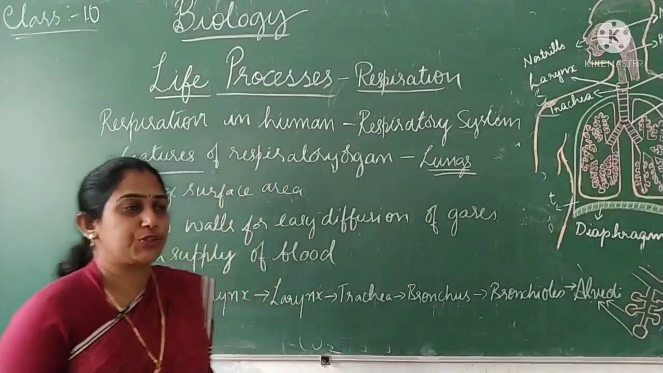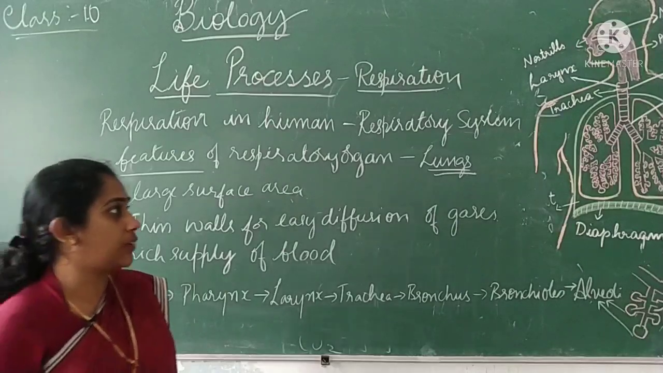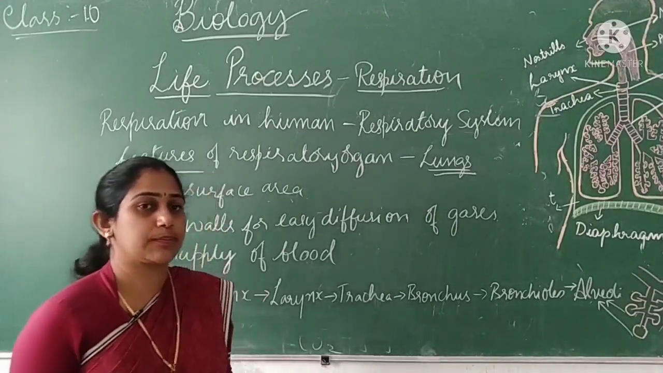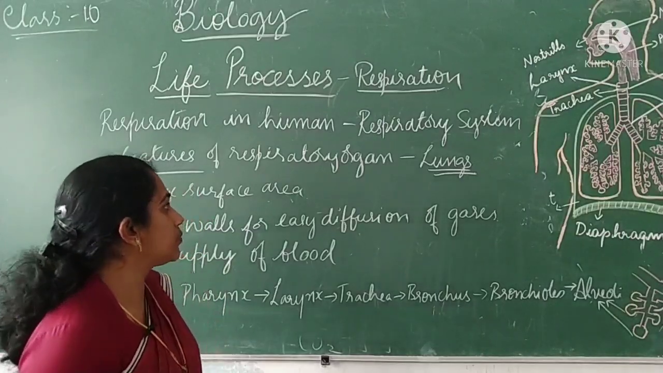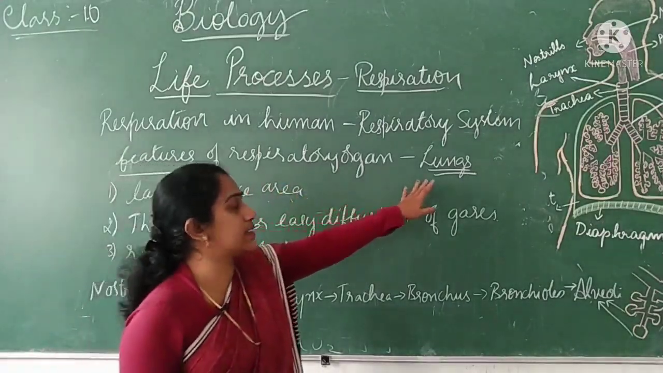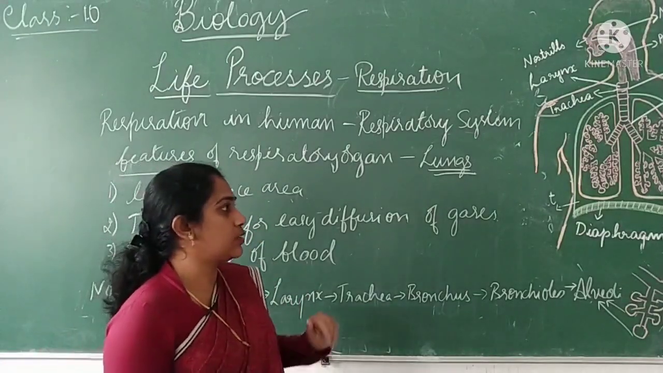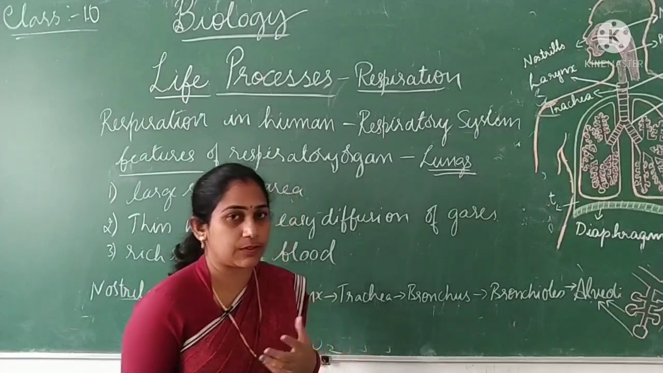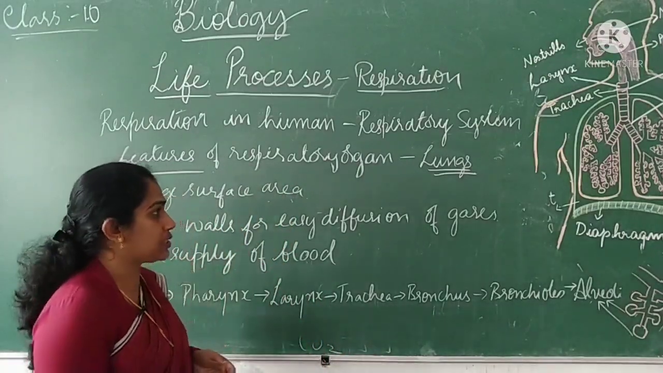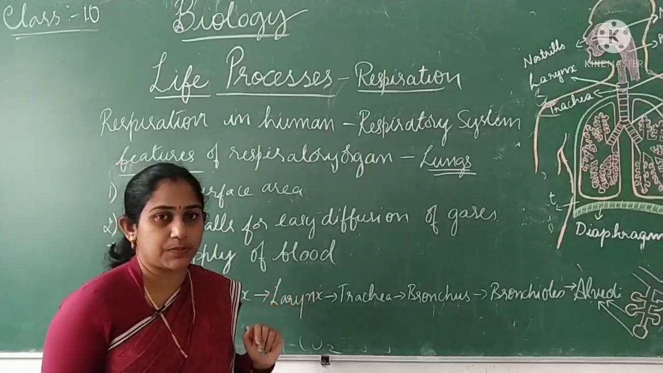So now let us look into respiration in human beings. Respiration in human beings happens with the help of a system called the respiratory system, right? Our respiratory system contains a respiratory organ called the lungs. So which is the respiratory organ in human beings? It is the lungs. It is by the help of lungs that we are exchanging the gases which are required for the respiration process. So let us look at the structure of the respiratory system here.